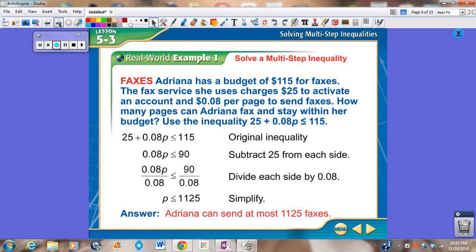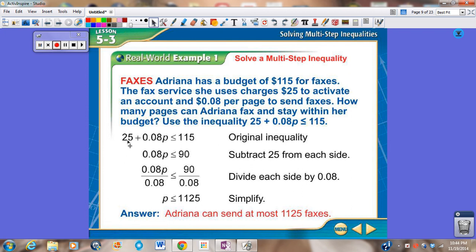So we're going to start off with our real world example one. We're going to solve a multi-step inequality. Basically, you have a word problem, we're going to write it, and then we're going to solve it. They actually already wrote it for you, but you could do that. So Adriana has a budget of $115 for faxes. The fax service she uses charges $25 to activate the account and then 8 cents per page to send faxes. So how many pages can Adriana fax and stay within her budget? Now keep in mind her budget is this $115 that's up here.